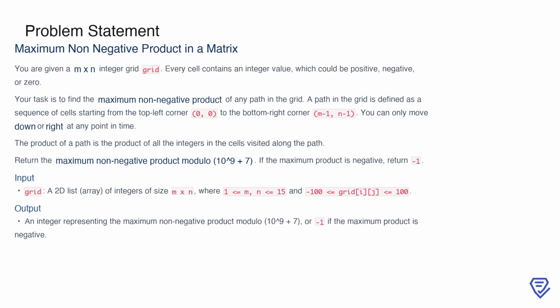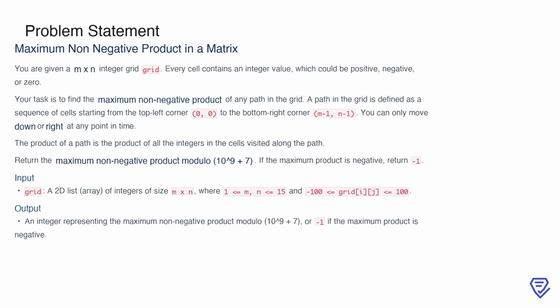In this problem, we are tasked with finding the maximum non-negative product of any path within an m x n integer grid. Each cell in the grid contains an integer, which could be positive, negative, or zero. A path is defined as a sequence of cells that starts from the top left corner and ends at the bottom right corner of the grid. The movement is restricted to only two directions, down or right. The product of a path is calculated as the product of all the integers in the cells along that path.